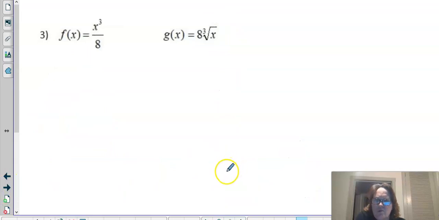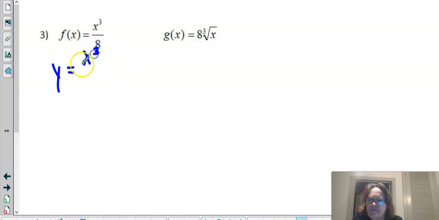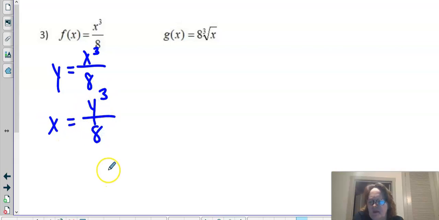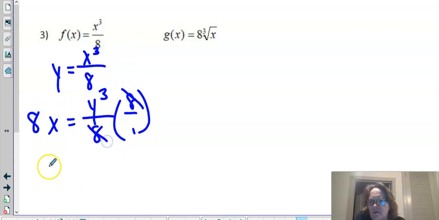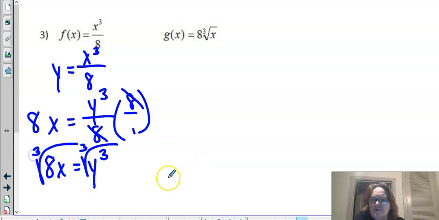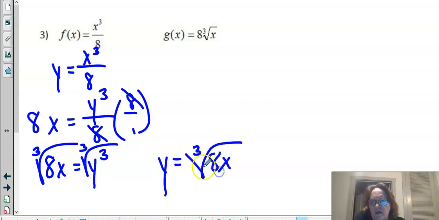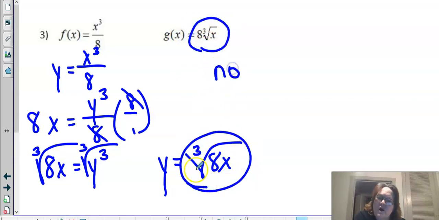I want to maybe try one more. I think we might have already done this one, didn't we? Let's see, we multiplied times 8, and then we took the cube root. Oh, okay. So this would be no, because y would be the cube root of that whole thing with the 8 and the x under the radical. And this one does not match this, so your answer would be no, these are not inverse functions.